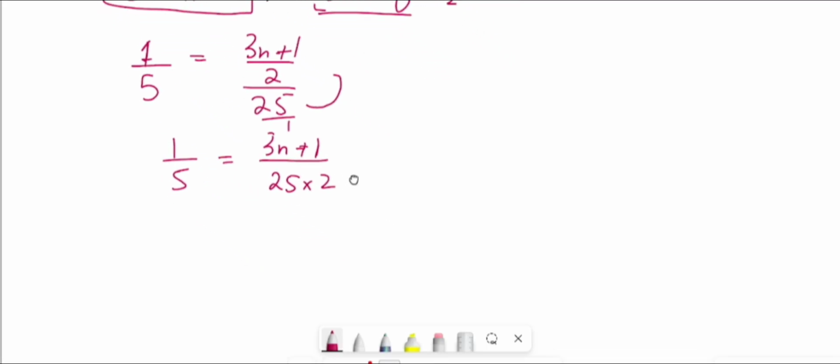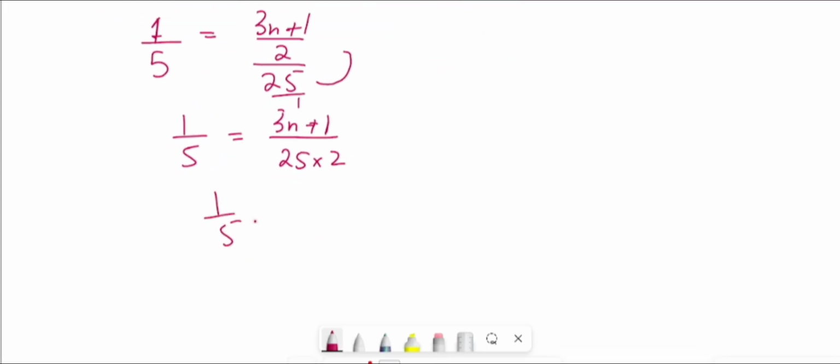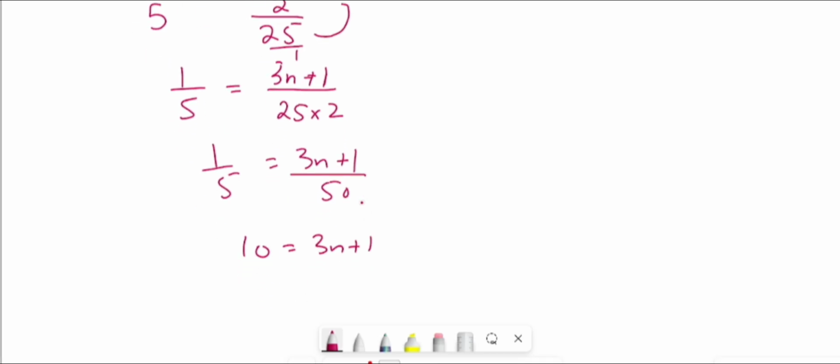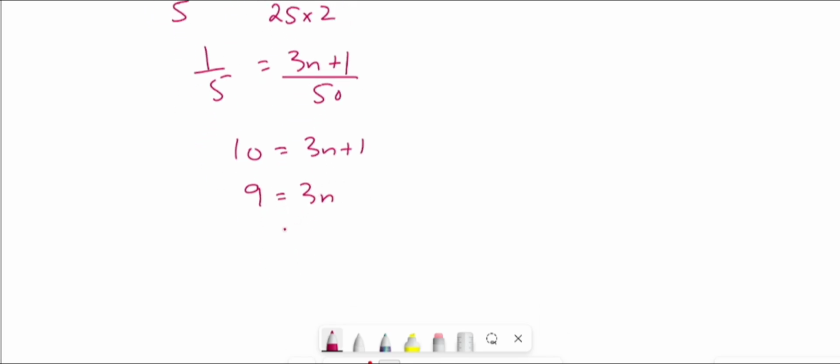So what will happen afterwards? It will be 1 by 5 is equal to 3n plus 1 divided by 50. Now 50 divided by 5 is 10, which equals 3n plus 1. The 1 gets subtracted from 10, so 9 is equal to 3n. Then 9 by 3 is equal to n. So what is the value of n? The value of n is 3.